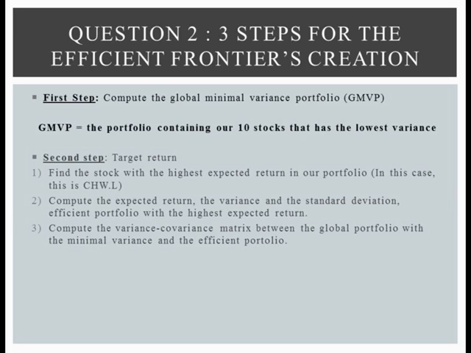First of all, we have to find the stock with the highest expected return in our portfolio. In this case, this is CHW.L, which is Chime Communications. Then we compute the expected return, the variance and the standard deviation of the efficient portfolio with the highest expected return. To finish, we compute the variance-covariance matrix between the global portfolio with the minimal variance and the efficient portfolio.